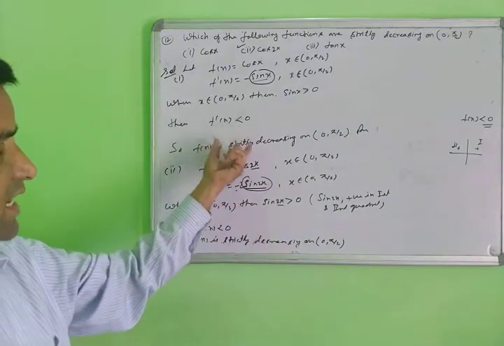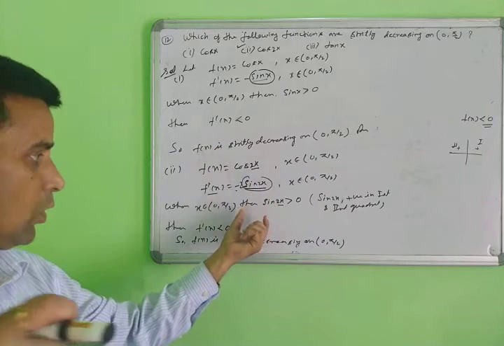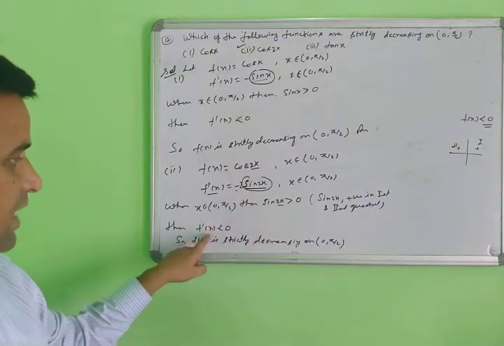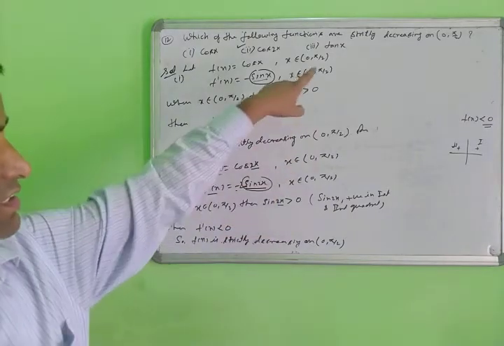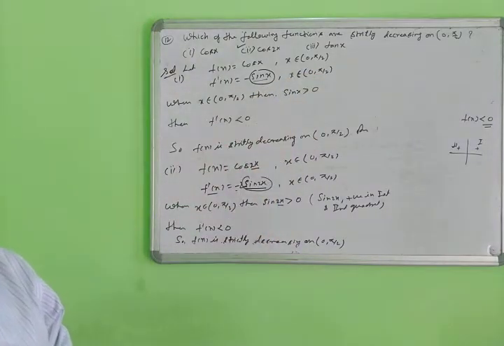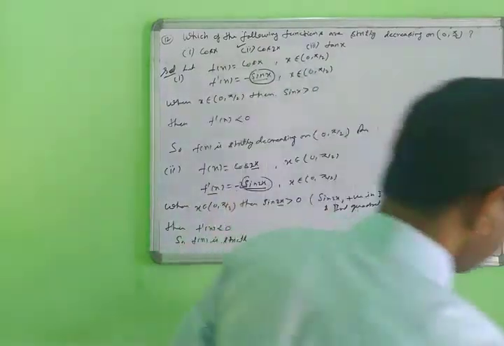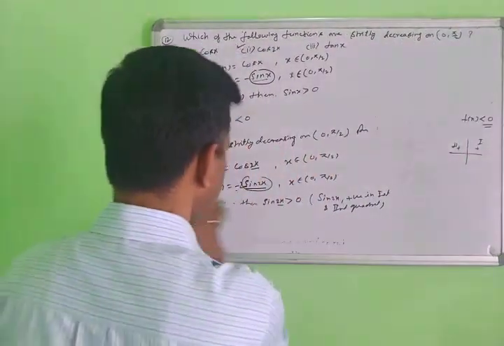In the first quadrant sin x is positive, and in the second quadrant it is also positive, so f dash is less than 0, then you can say f(x) is strictly decreasing. The second part is solved. Next, the third part.